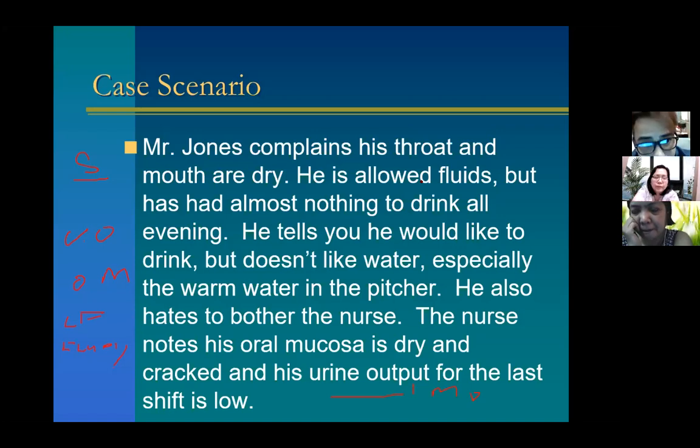So pwede ka rin maglagay ng monitoring. Let's say for example, i-monitor mo yung skin integrity ng pasyente mo para malaman mo kung gaano ka-severe ang kanyang dehydration. Okay? So yun. So pwede ka pa rin magdagdag.